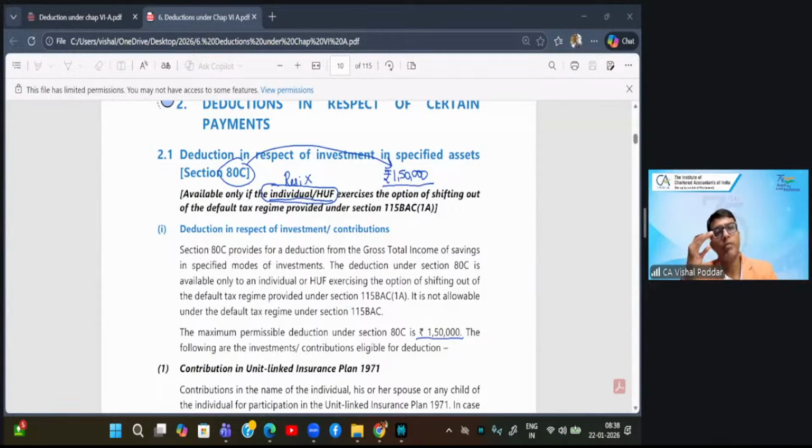Yes, you have different limits under different sections. So for each section, you can take the limit separately. But within this section, for ATC payments, all the payments under ATC combined, the limit is 150. Okay. Now, let us proceed.